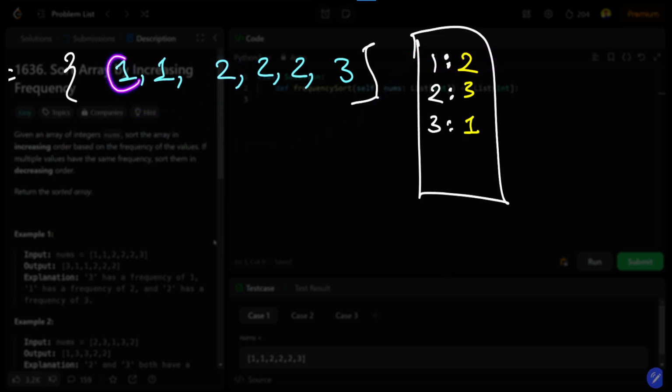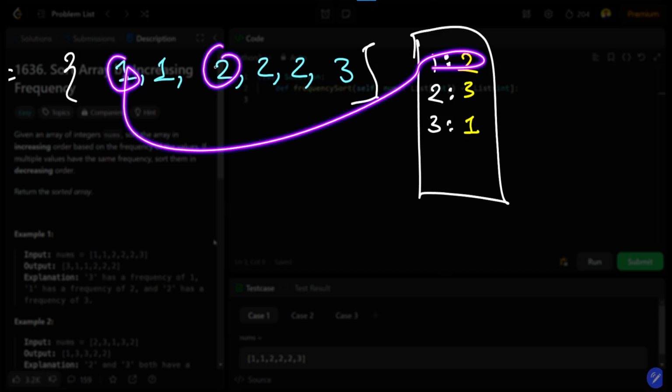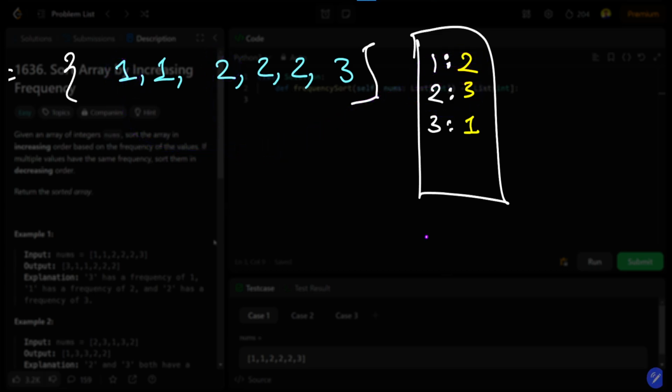So I will be taking the frequency of 1, and the frequency of 2. I will be saying, okay, the lesser frequency element should come first. That means 1 should come before 2. Similarly, 3 should come before 2 and 1. That means the output of this case will be 3, 1, 1, 2 and 2.